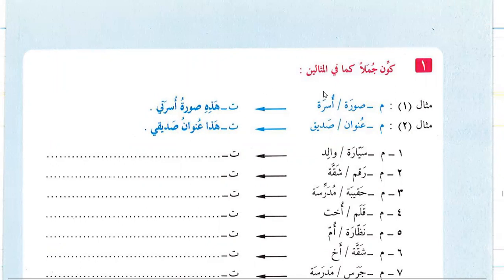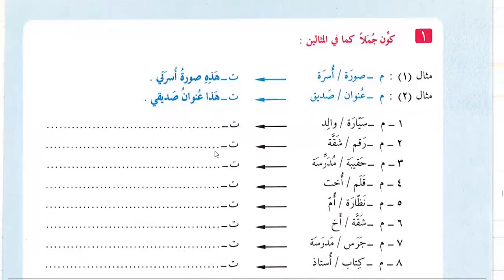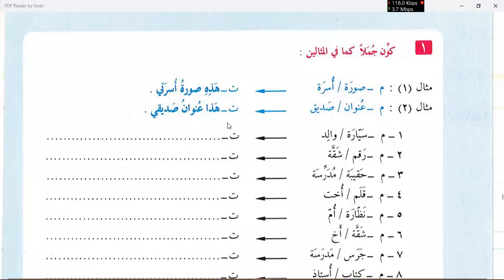And second thing will become muzaf ilayhi. And also you will add the pronoun ya to it. Ya mean my. So usra mean family. Usrati, my family. Sadiq mean friend. And sadiqi, my friend. So now you will make the sentences here. Miss Rama, make the sentences.